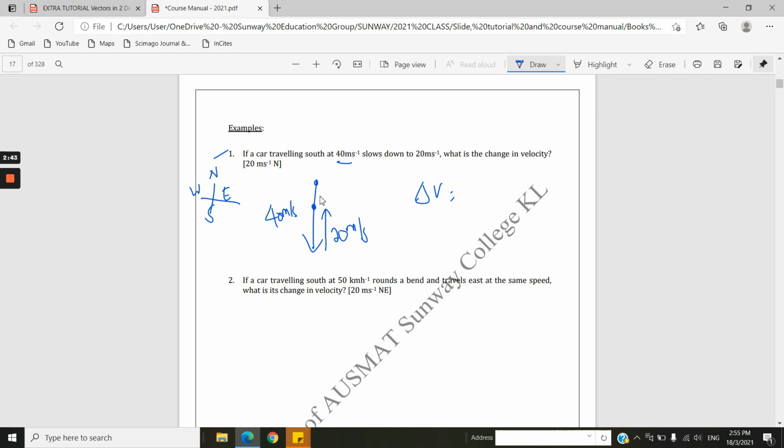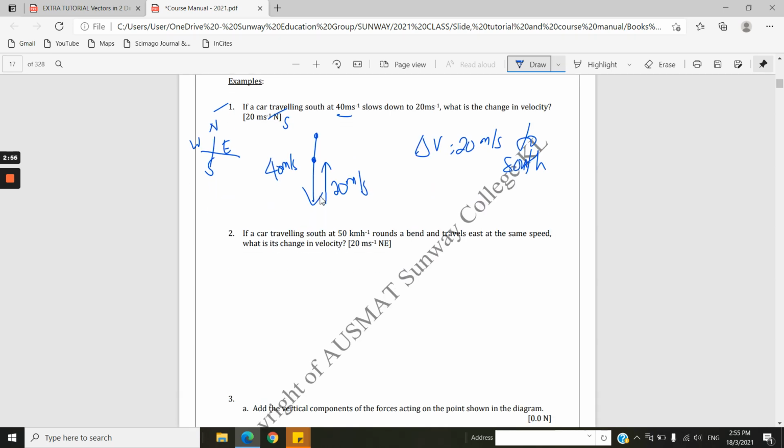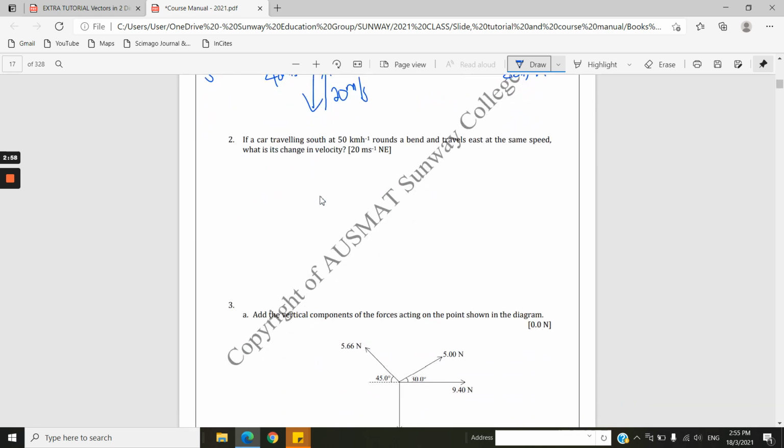Of course, you can answer it: 20 meters per second. Which direction? Down, to the south. So this answer is wrong. This is S. This is how to answer it.